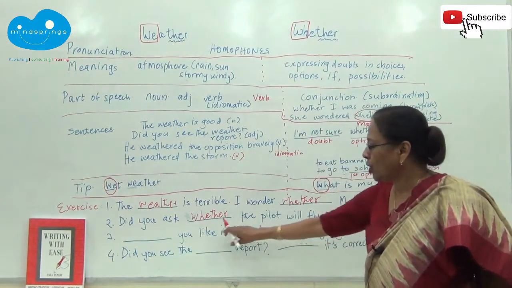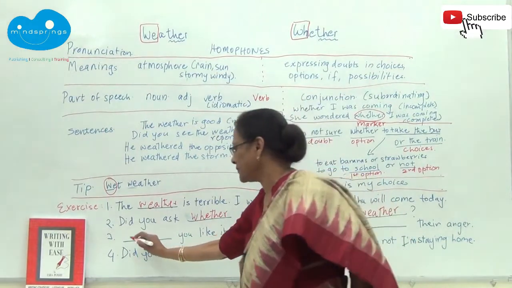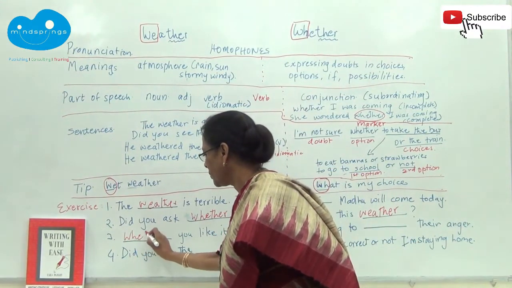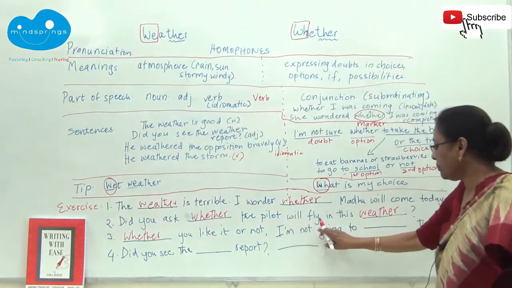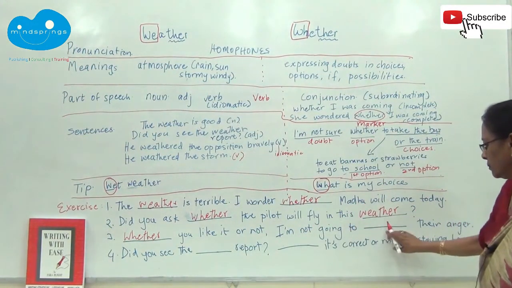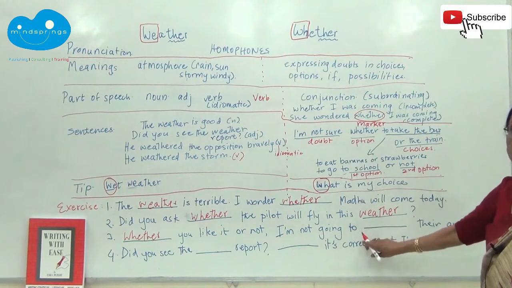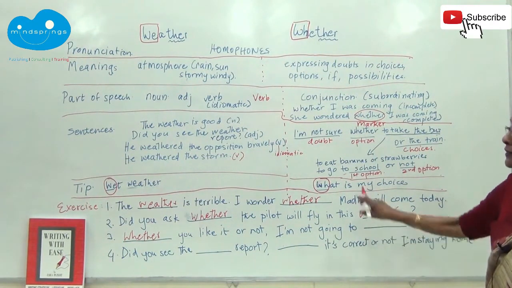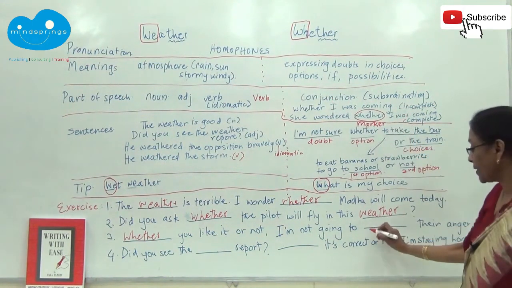You like it or not. See the choice? So what will this be? WH. Whether you like it or not, I'm not going to. See, the minute you see "to," it's got a verb. To sing, to dance, to eat, and that's the verb one. This is not the verb one, this is only a conjunction.